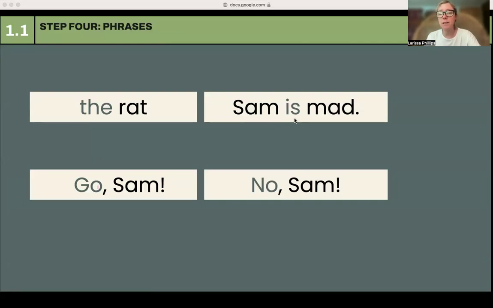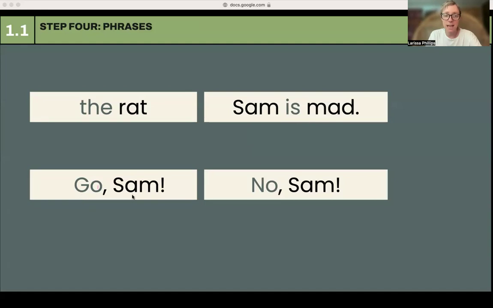Sam is mad. And we read it like this. Sam is mad. Or Sam is mad. You want to put some kind of emotion or some kind of meaning into these sentences, because that's why we're speaking, we're conveying, we're sharing meaning. So we want to read that way. Sam is mad. Sam is mad. Whatever the context is.